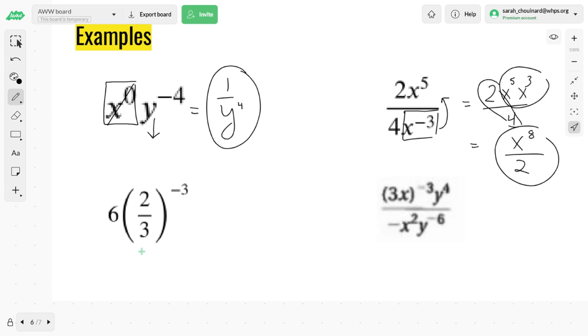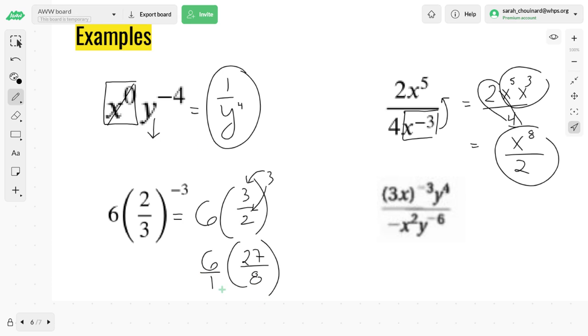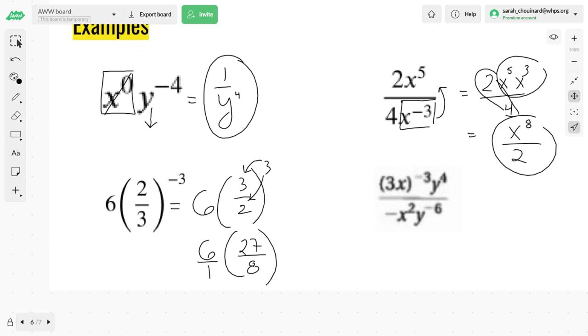So for this next one, I need to do PEMDAS. I need to do the exponent first and then multiply by 6. So again, when a negative exponent is there, I'm going to take the reciprocal first and make it 6 times 3/2 cubed. I need to cube the 3 and the 2 separately. So I get 6 times 27 over 8. And now I can just multiply 6 by 27/8.